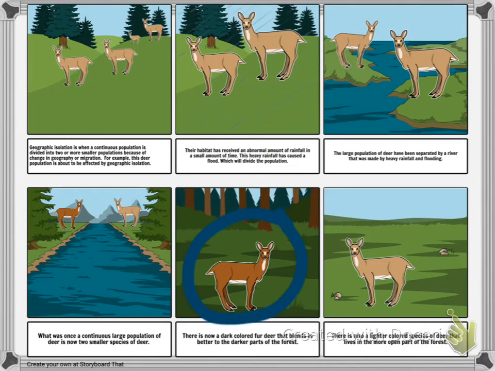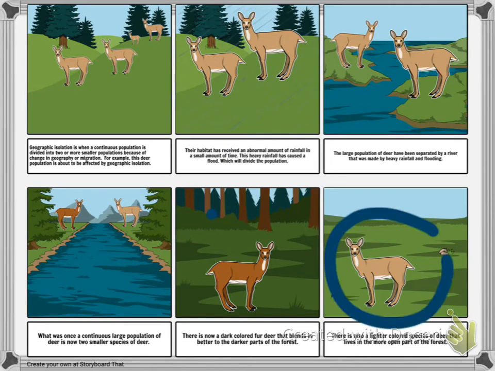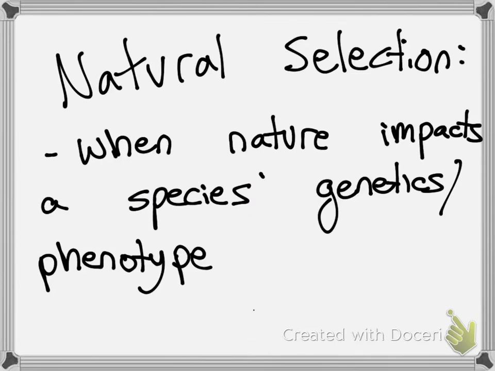But one of the groups of deer is now darker colored to match the forest, to blend in. The other one is lighter colored because it's in the open part of the forest. So this caused differentiation because of geographic isolation. Can those 2 deer get to each other? No. So they can't mate, so it causes more and more spread. Very similar to bottlenecking.